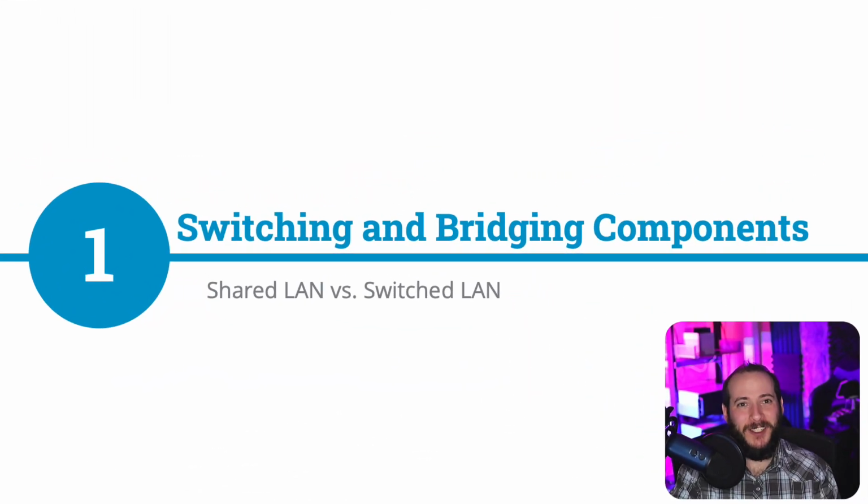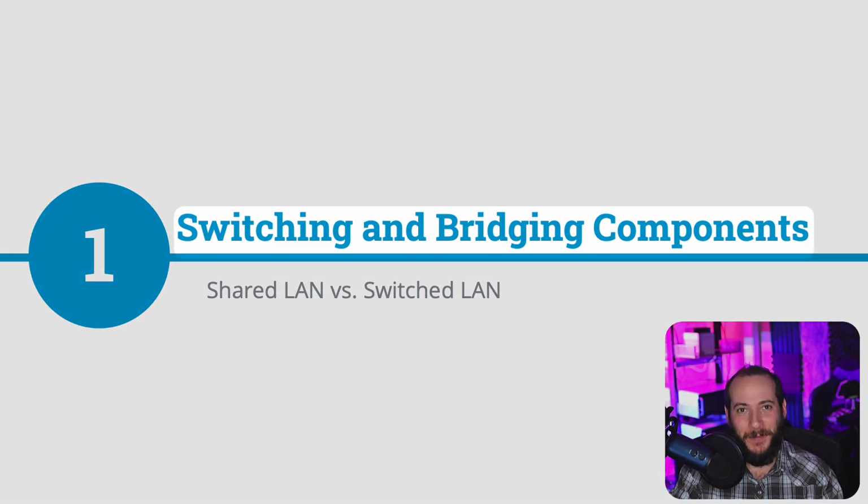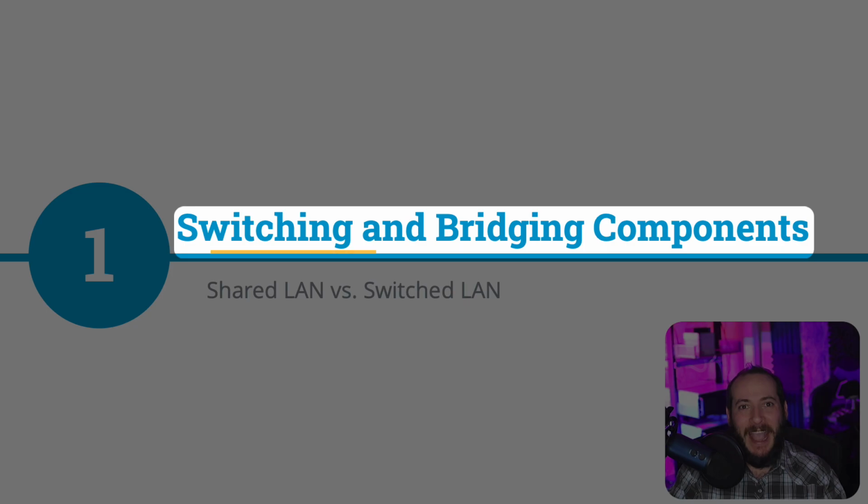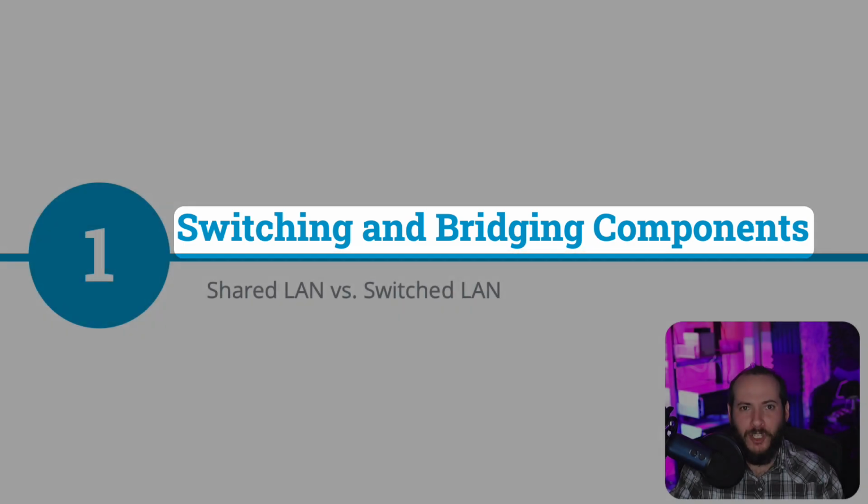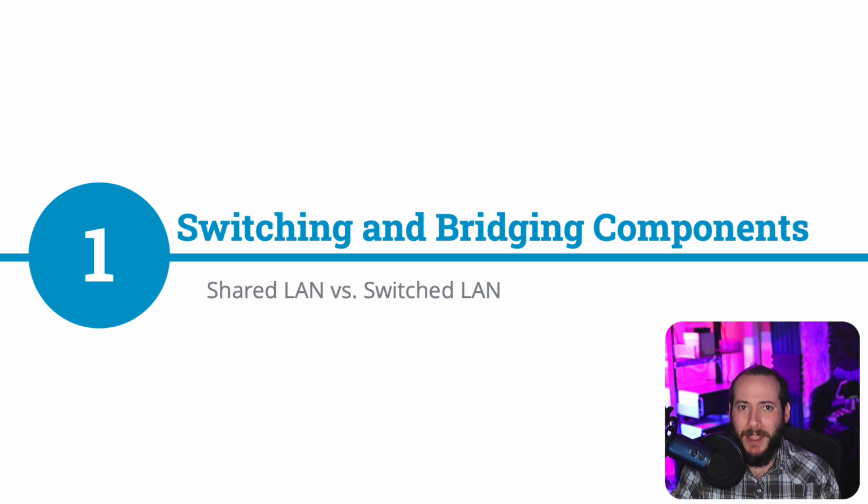In this lesson, we'll be taking a look at the differences between a shared LAN and a switched LAN, as well as the mechanisms at play in Ethernet switching. This video is titled Switching and Bridging Components. However, switching and bridging are terms which may be used interchangeably in our context. You may find in Juniper documentation references to both bridging and switching. These terms are interchangeable and refer to the Layer 2 operations involved with forwarding frames. Before we go over the bridging mechanisms, let's first review the differences between a shared LAN and a switched LAN.